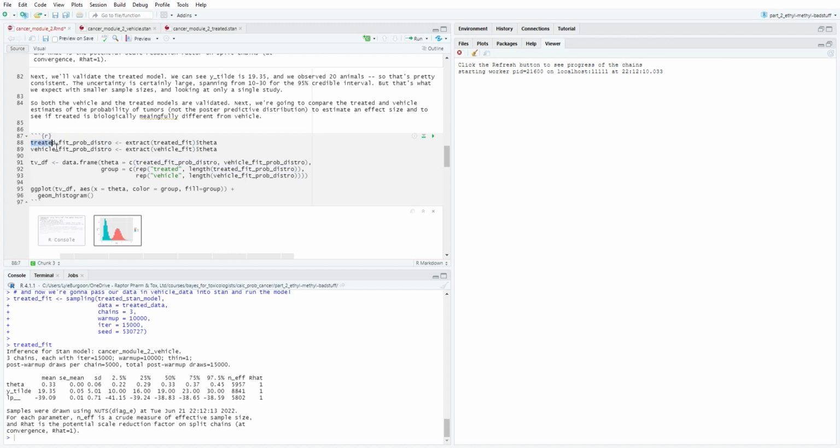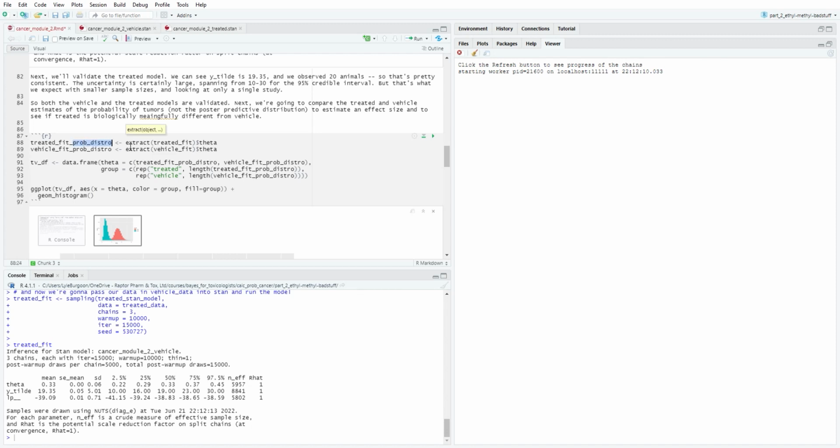So I'm calling this object treated, which means it's treated instead of being vehicle. Fit prob is the fit probability from the model. And this is actually the distribution. So it's the fit from the model probability distribution.